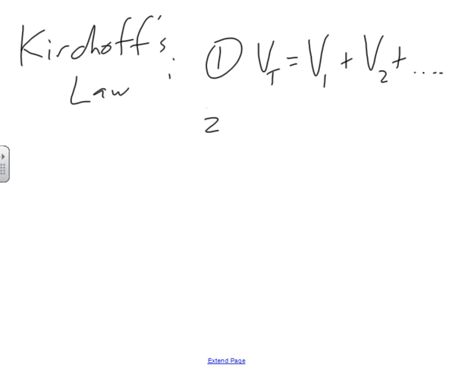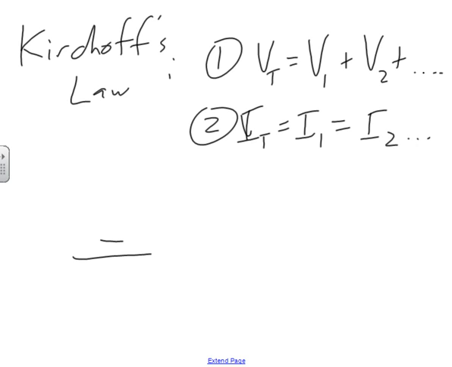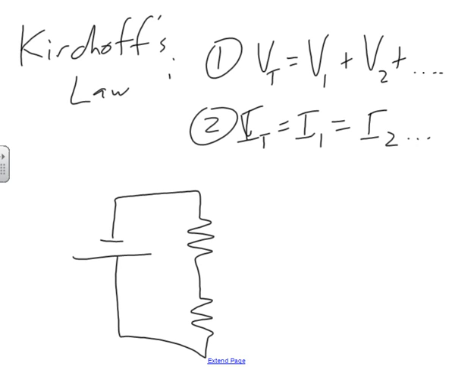And that current is the same at every spot. So let's take a look at this example here. I'll put a battery in here, and I've got resistor 1, and I've got resistor 2. So if I told you that the voltage here was 6 volts, I could tell you that the voltage right here is 4 volts.